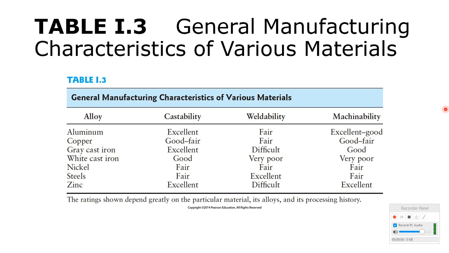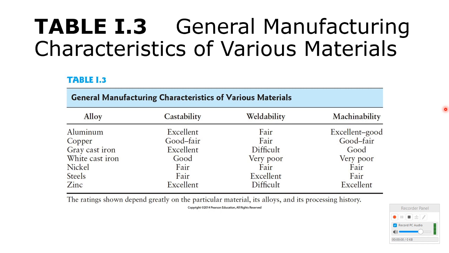So the castability is excellent, but the weldability is difficult. But machinability is good. It means that for this kind of material, if we use casting, then we can simply do the machining. It is good, but if we want to add another component to it by welding, it is very difficult. Therefore, we use, for example, fastening joints when we are having cast iron. Also, for white cast iron, the castability is good, but the weldability is very poor. And also machinability is very poor because the hardness is high.